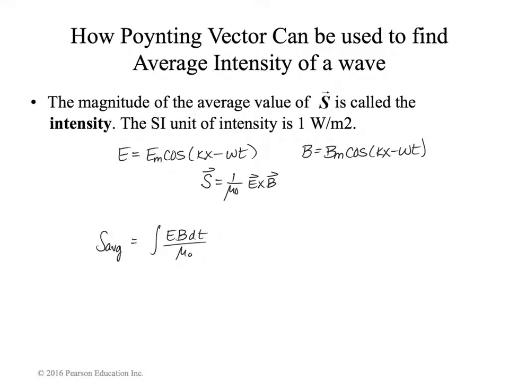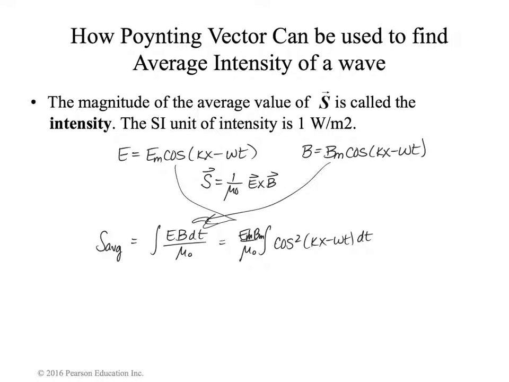And we would do it over one period of the motion. But we're not going to go into that much detail, but I just want you to look at this, because if we do substitute these values in here, we'd get the maximum, or the amplitude, of the electric field and magnetic field times the cosine squared of kx minus omega t dt.